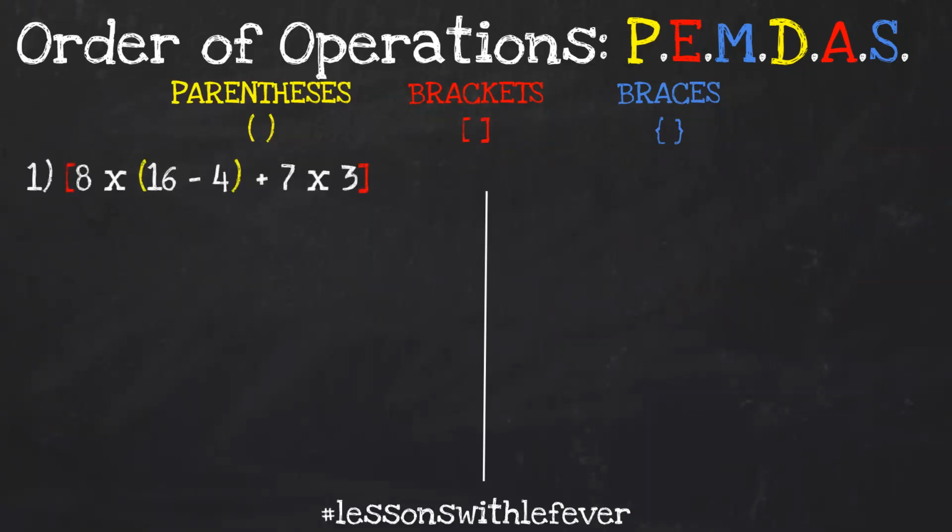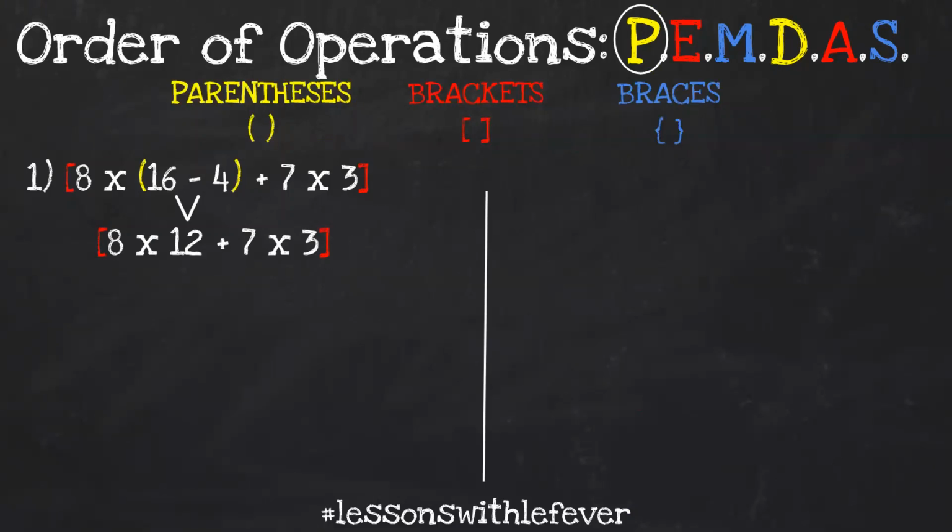Number 1, 8 times 16 minus 4 plus 7 times 3. Now remember, our order of operations tells us that the parentheses have to go first. So we are going to do the parentheses, which is in yellow. 16 minus 4. I know that 16 minus 4 equals 12, and I drop everything else down exactly how it is. So now I'm left with brackets.